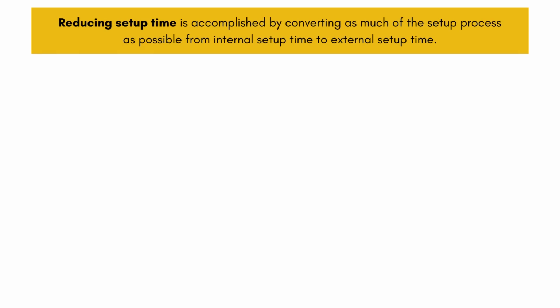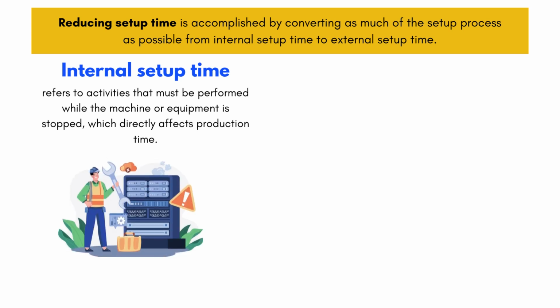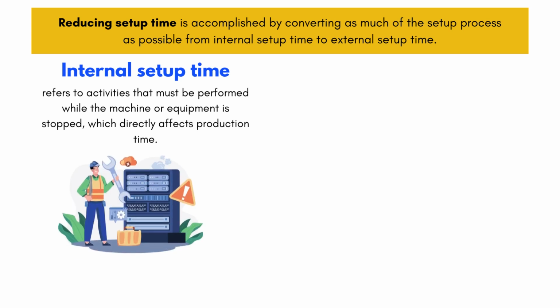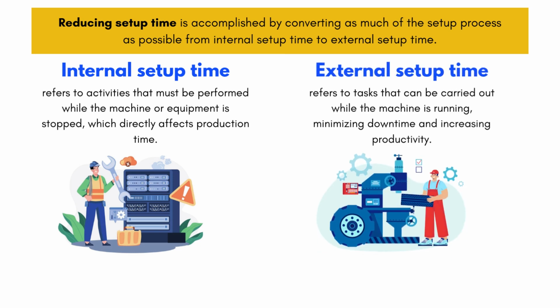Reducing setup time is accomplished by converting as much of the setup process as possible from internal setup time to external setup time. Internal setup time refers to activities that must be performed while the machine or equipment is stopped, which directly affects production time. On the other hand, external setup time refers to tasks that can be carried out while the machine is running, minimizing downtime and increasing productivity.